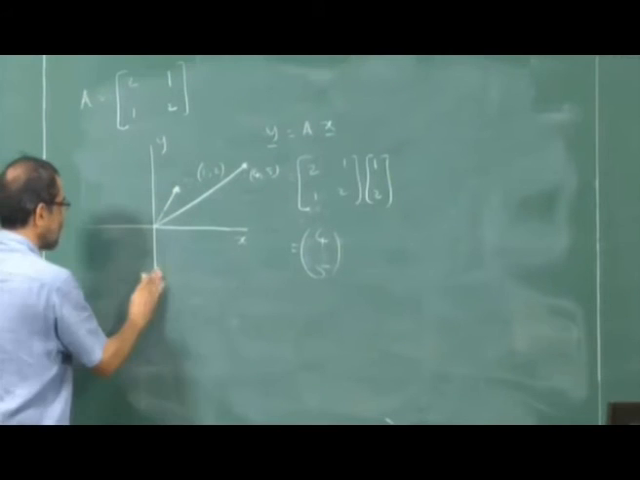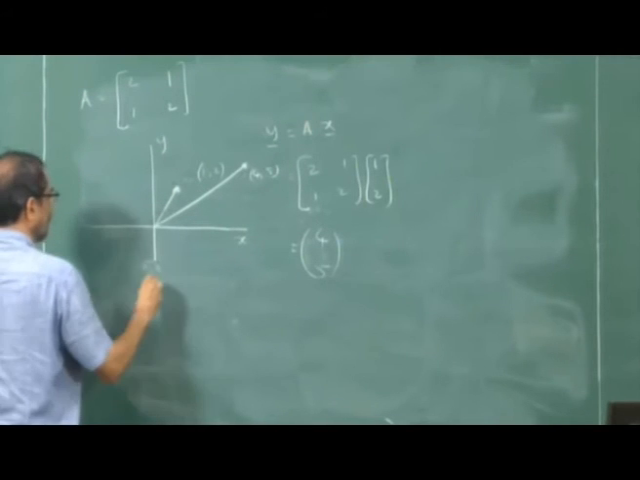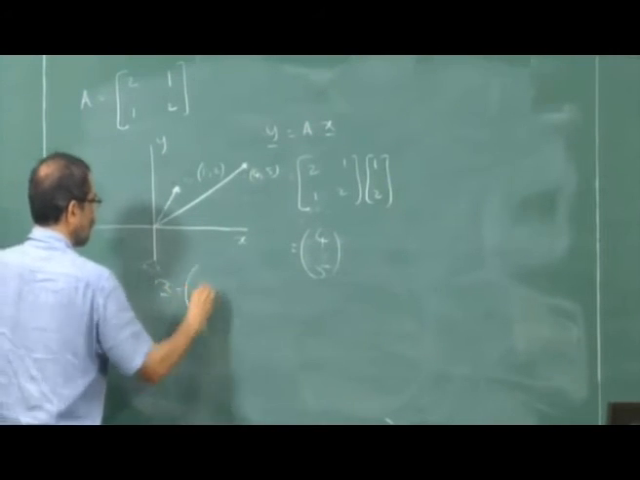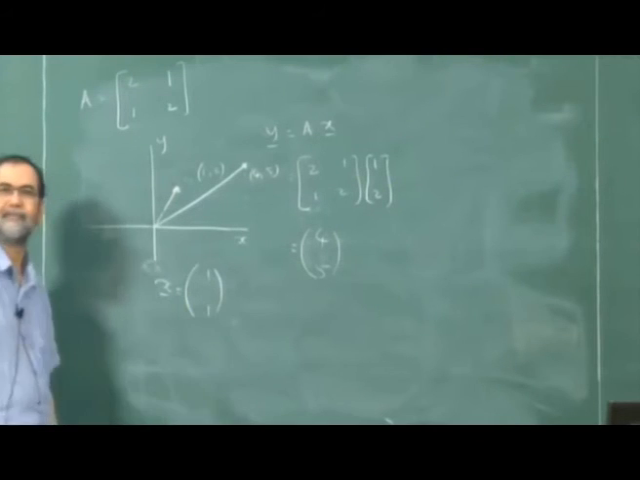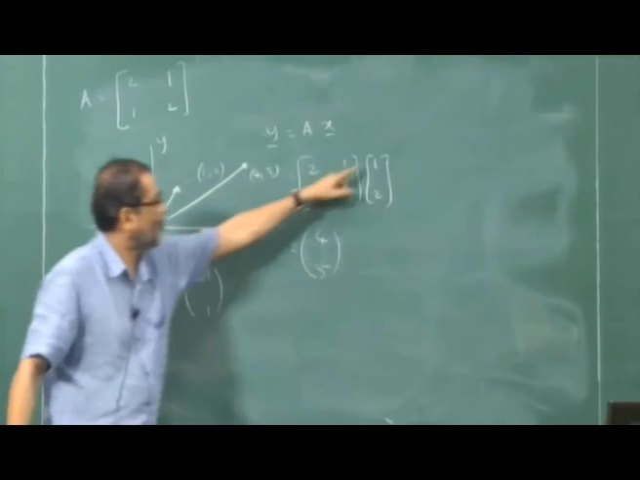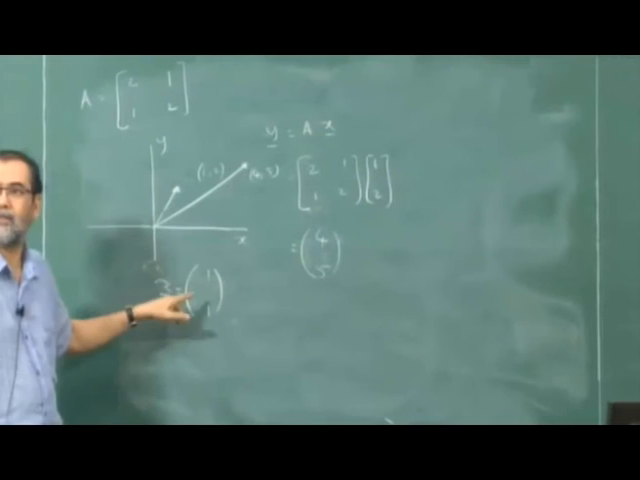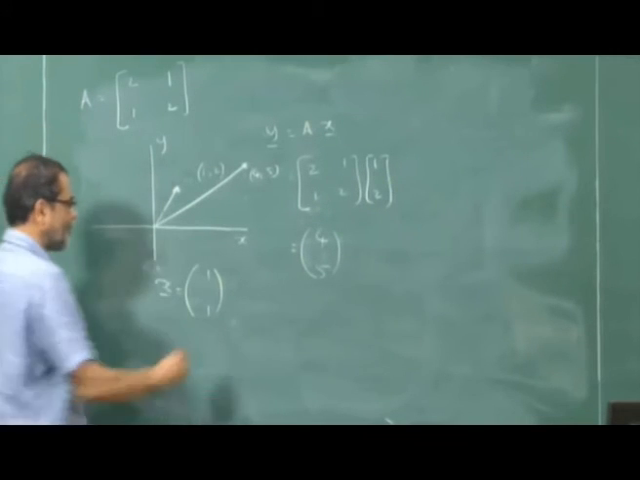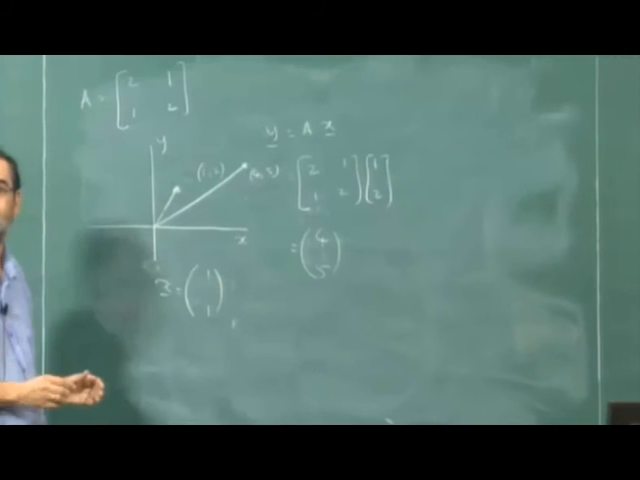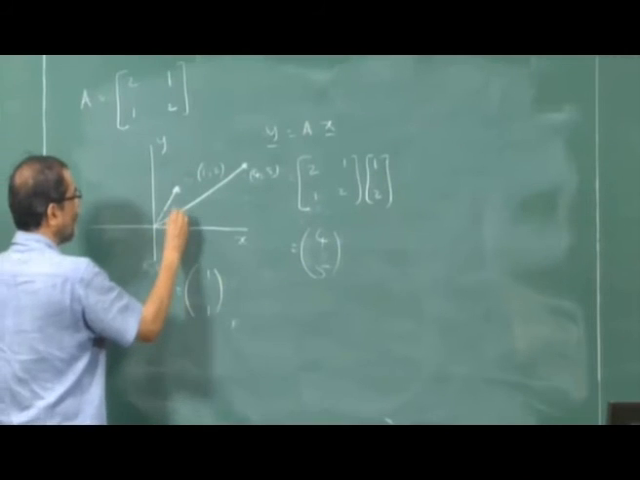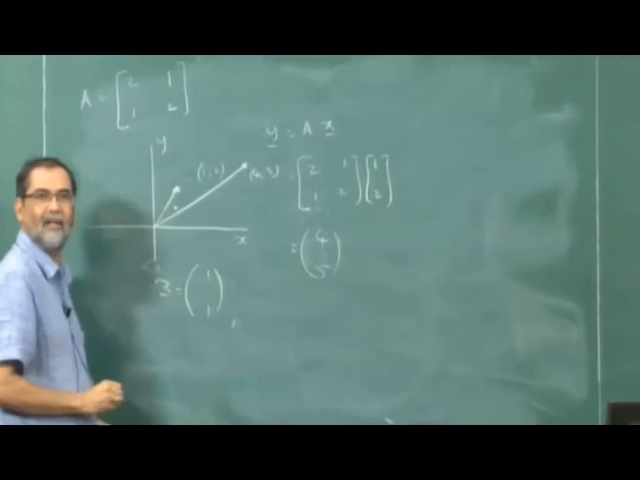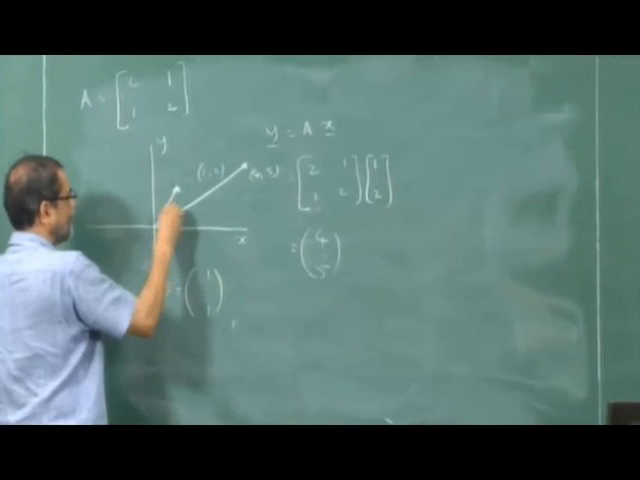Now let me try this on a vector. Let me take a vector x whose value is 1 1. I've taken a vector here, value 1 2. Let me take a vector, value 1 1. Let me apply the transformation on this vector, right? 1 1 is 1 and 1, a point somewhere here. Okay, 1 1 is somewhere here.